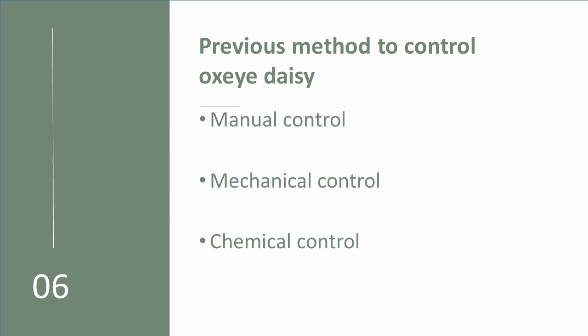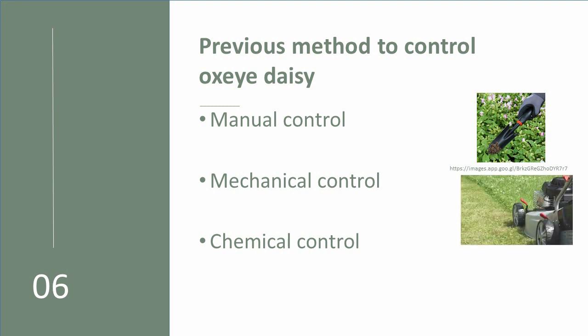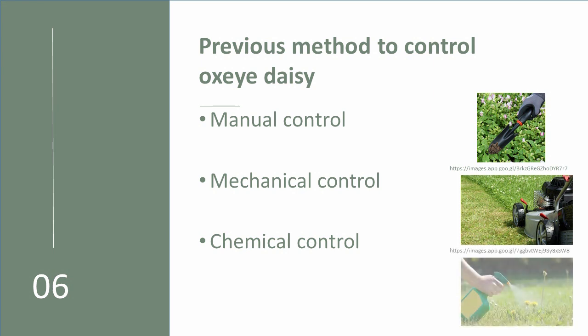There are some methods to control oxeye daisy. The first one is manual control. It usually refers to pulling or digging. The second one is mechanical control. It usually refers to methods that require a mower. And the third one is chemical control, which obviously uses chemical compounds such as herbicides.